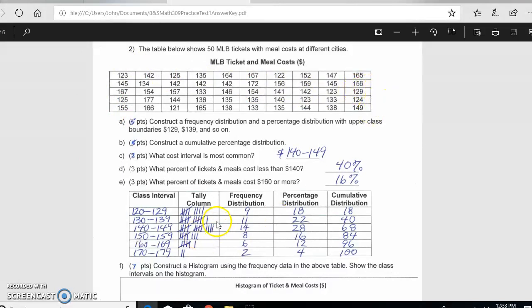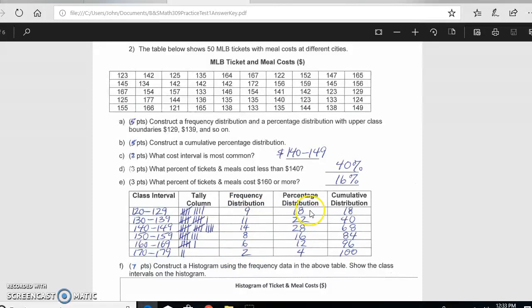When we got done, this is what our column for the tally marks should look like. In this column, we're simply converting the tally marks into the number. So we have 9 tally marks, and so we have a frequency of 9. 9 of the ticket and meal costs fall between 120 and 129. And we have 11 for the class interval of 130 to 139, and so on. So we fill in this column for the frequency, or the number that fall into each class interval.